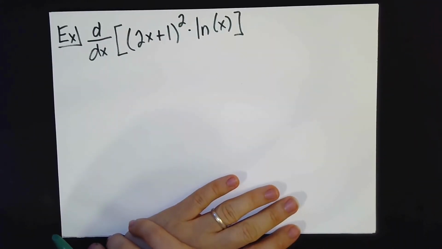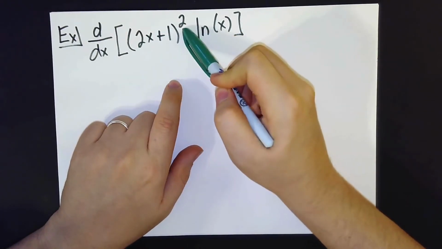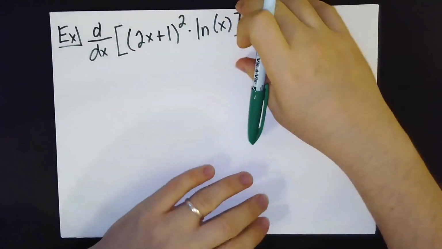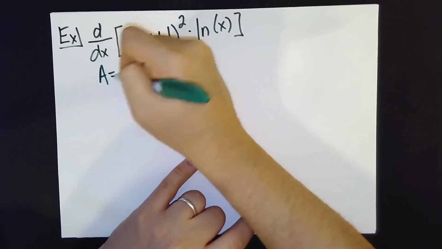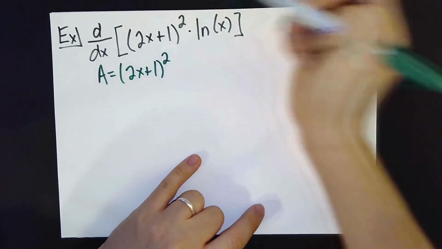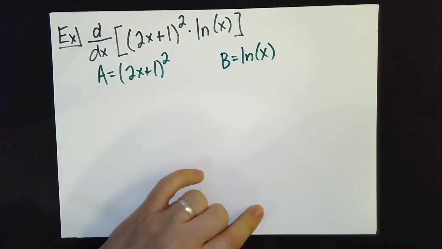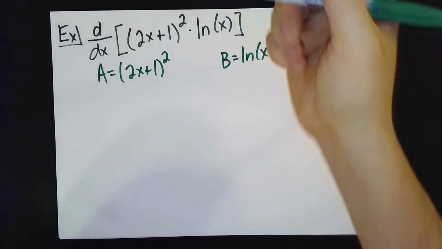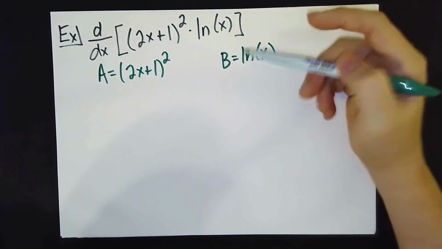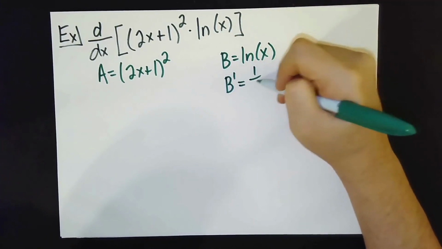Okay, let's look at this example here. Here, I have a 2x plus 1 squared multiplied by a natural log of x. And so what I'm going to call my thing A is 2x plus 1 squared. And what I'm going to call my thing B is natural log of x. Now, I'm supposed to write down the derivative of A and the derivative of B. Well, the derivative of B, that's just a formula that we learned in the last video. It's 1 over x.